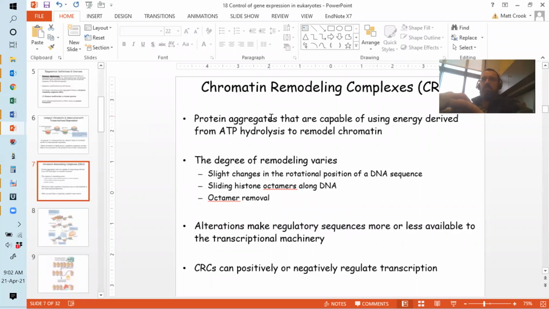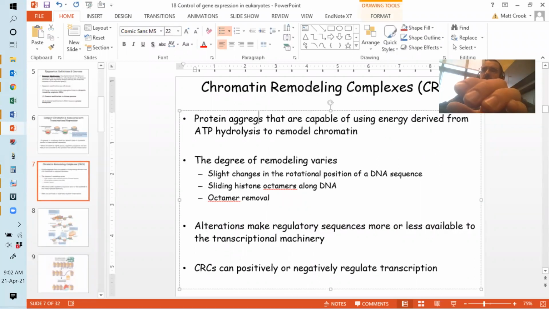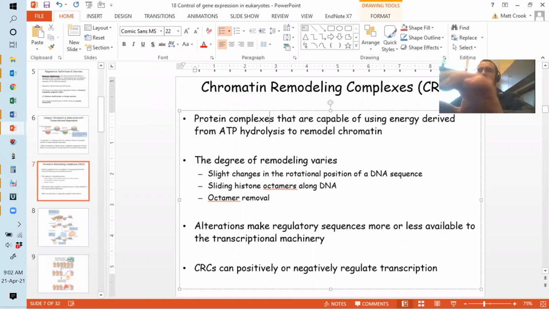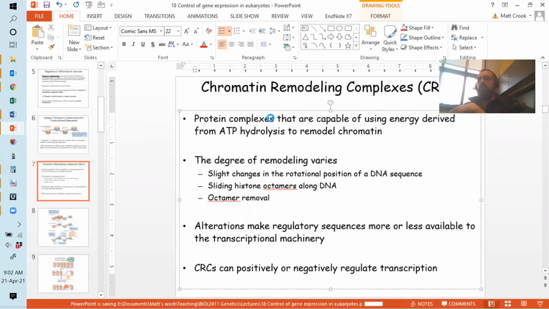Actually, I don't like the word aggregates there. Let's change that, because aggregates implies that they're not in a specific conformation, and that's a word we use for other things. They're a bunch of proteins that form a complex, and that complex uses ATP to carry out its tasks. So it's an energy-intensive process, so it has to be a very deliberate one.